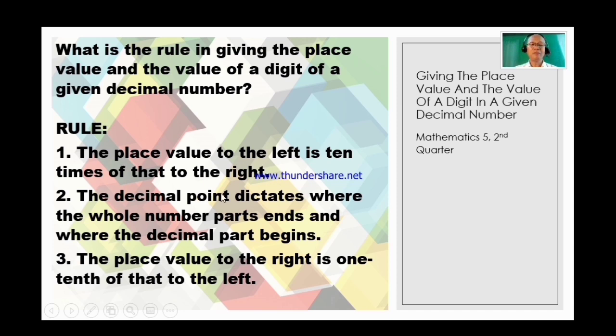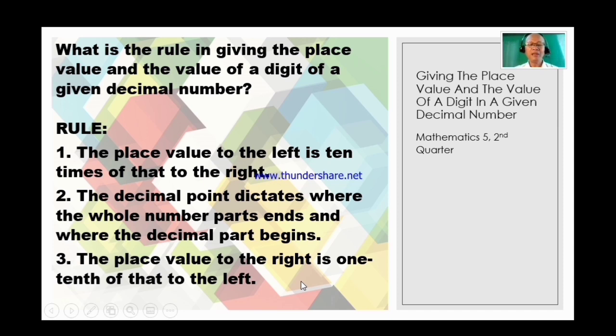Rule number 2, the decimal point dictates where the whole number part ends and where the decimal part begins. So the decimal point is at the center. If we see the decimal point, the whole number ends there. After the decimal point, there is no more whole number. That is the beginning of the decimal numbers. So that is rule number 2.